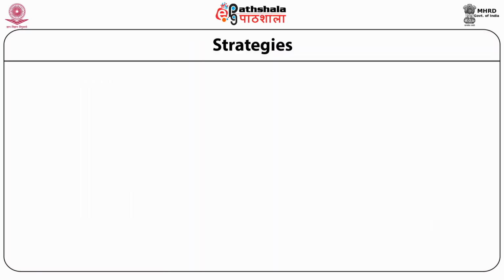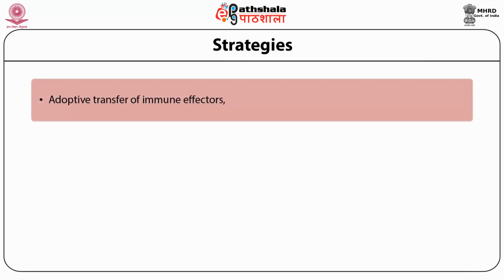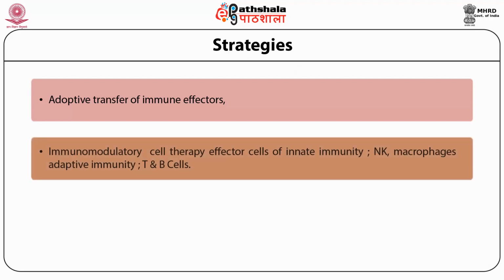What could be the strategies for cellular therapy? There is the adoptive transfer of immune effector cells. These therapies are called immunomodulatory cell therapies. These effector cells can be from the innate immunity, like adoptive transfer of NK cells and macrophages. Most popular are dendritic cells, effector cells from the innate immunity for adoptive transfer.